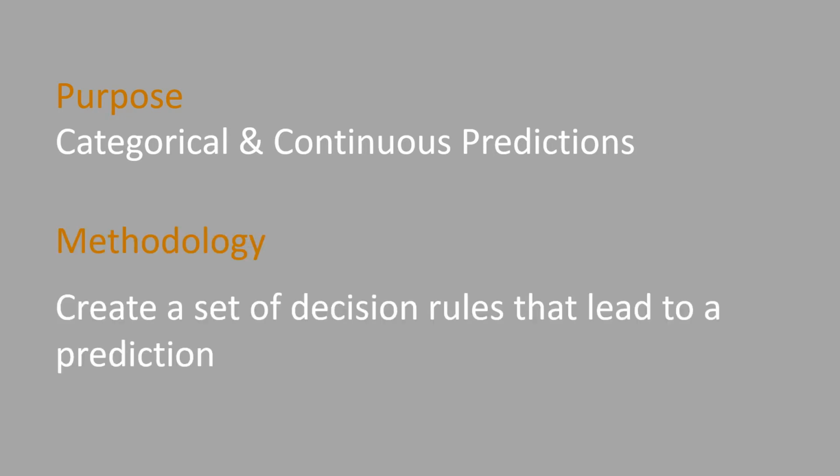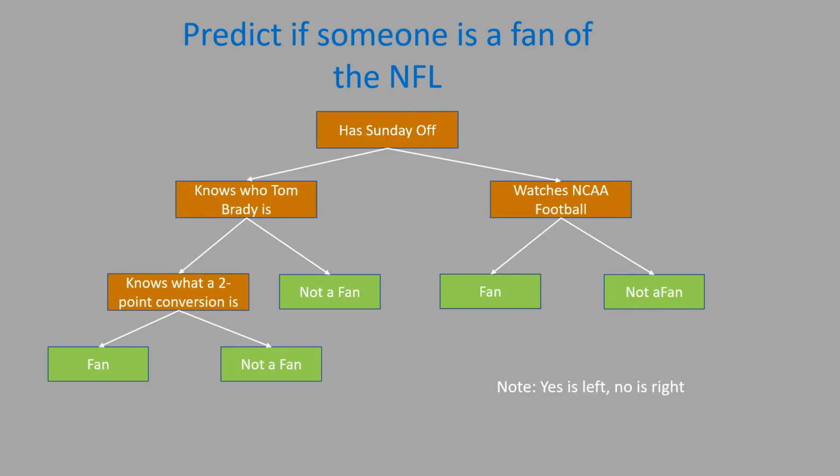So the purpose of a decision tree is to make categorical or continuous predictions. It does this by creating a set of decision rules that lead to a prediction. Here's an example of a decision tree. The orange rectangles represent yes or no questions. The white arrows represent the direction traveled depending on the answer to the above question.